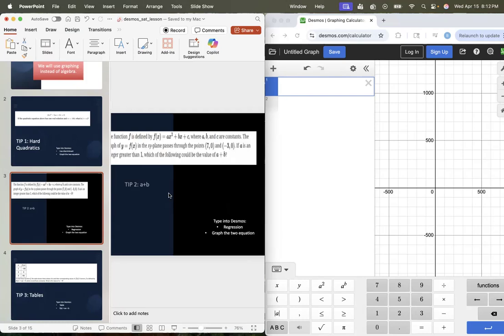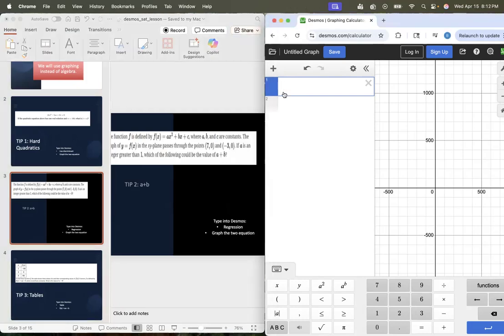It's the same thing. All you need to do is go to Desmos and ask it to graph this for you: a x squared, the normal way, plus b x plus c. This is a normal quadratic equation. Desmos does not know those constants, so it gives you sliders. For this one, forget about that, because we're going to use regression to do this.